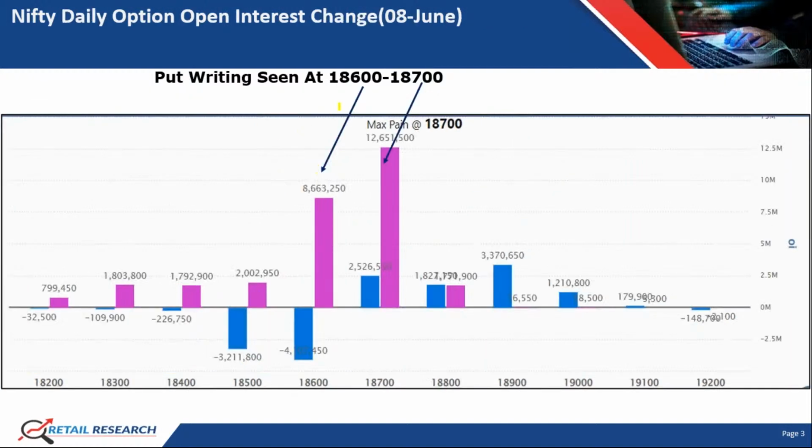So this is the open interest change data for today, for tomorrow's expiry. As you can see from this data, we have seen aggressive put build-up, aggressive put writing at 18,700 and 18,600 levels. This in turn indicates that market players expect a strong expiry tomorrow, and they do not expect Nifty to go below 18,600 level at least tomorrow. So this data also indicates that this uptrend is likely to continue for the coming days.